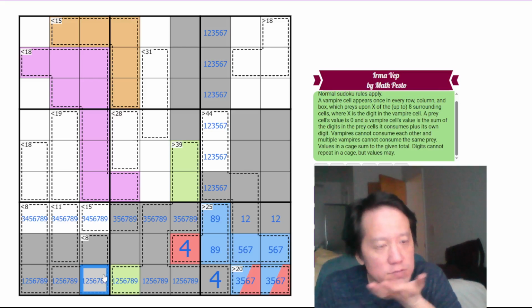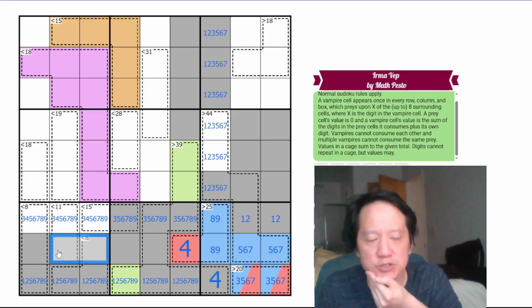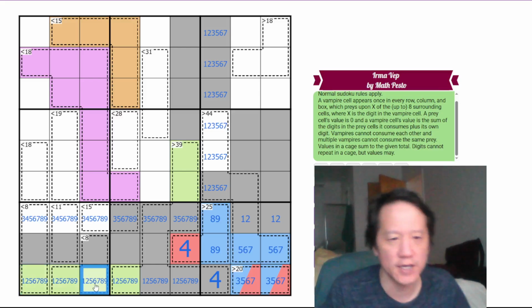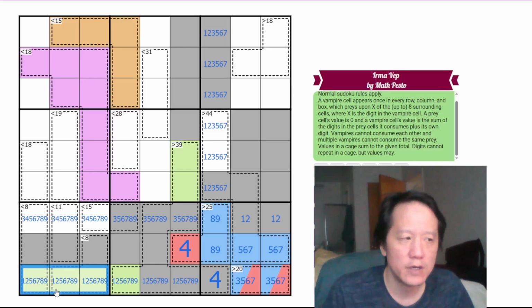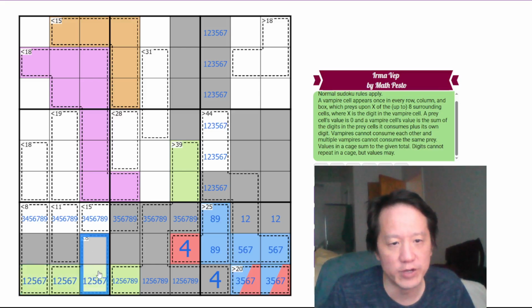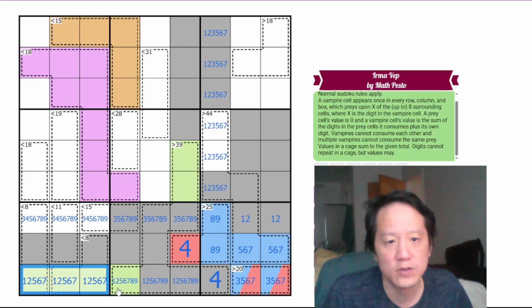Interesting. So one of these 3 is a vampire cell. None of these can be preyed upon because there's no vampire cell next to it. So these are all fine. Therefore, they cannot be 8 or greater. So this can't be 8 or greater, because by itself it would be not less than 8, and none of them are preyed upon because there's no vampire cell neighboring them.